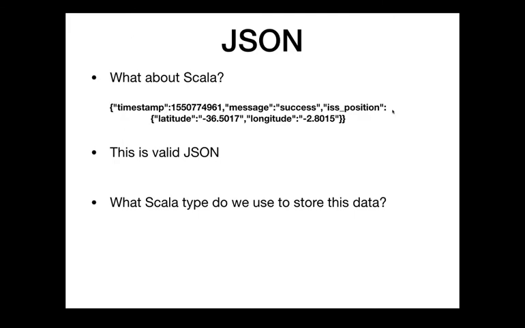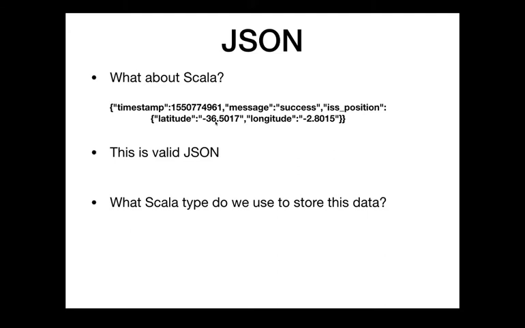And we have a JSON object with our keys, which have to be strings, part of the JSON spec. The keys have to be strings, so no issues there. But the values, we have an integer value here, a JSON number, a string here, an ISS position, which maps to another object, which has strings mapping to strings. So how do we represent this in Scala?